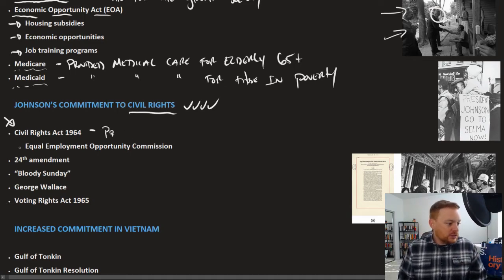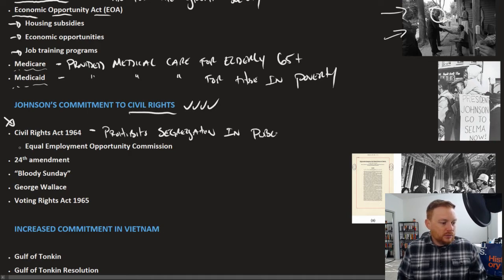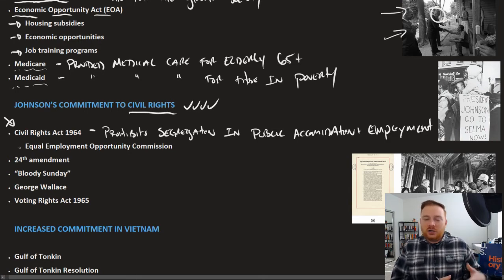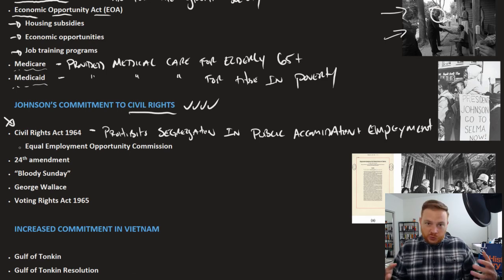This prohibits segregation in public accommodations and employment, among other institutions. So that system of different lunch counters, white and black, separate drinking fountains, white and black, the Civil Rights Act prohibits that and makes that illegal across the entire nation.